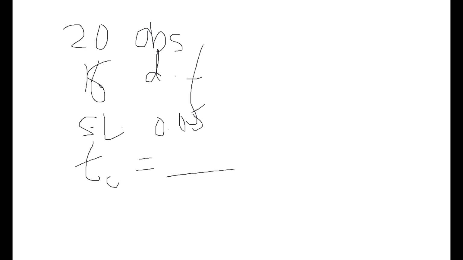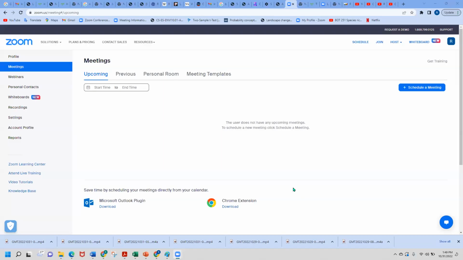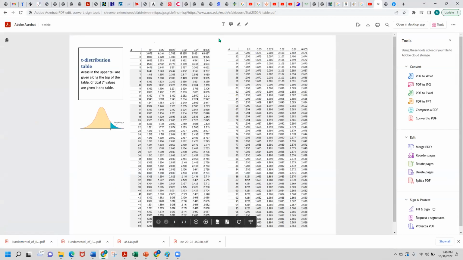Let me just share my screen. Sorry for that. I have a cold. So this is your t table, the critical t table.